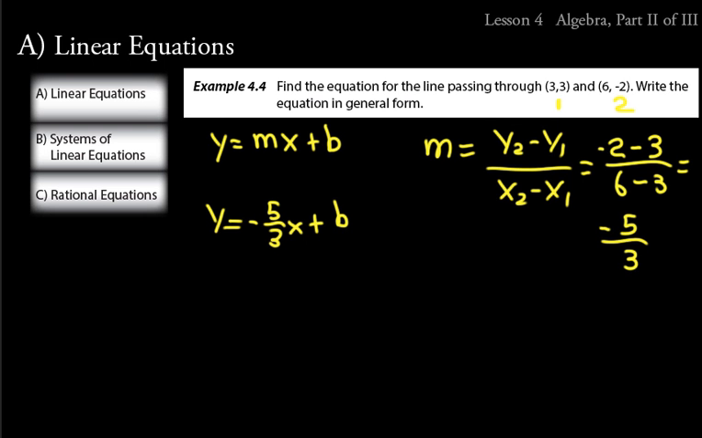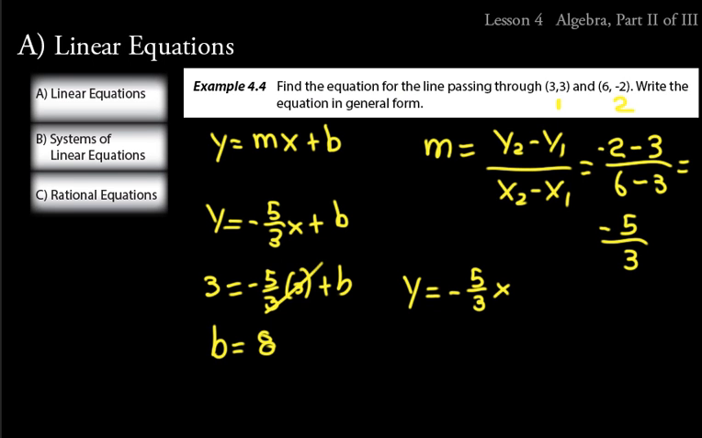I have 2 points I can choose from here to solve for b. It doesn't matter which one. Either one's going to give me the same y-intercept because it's the same line that I'm working with. So I'm going to use 3 comma 3 because then there's no way I can mess up and put it in the wrong spot, because x and y are the same value. So I'll say 3 is equal to minus 5/3 times 3 plus b. Those 3s will cancel there. I have 3 equals minus 5 plus b. Add a 5 to both sides. b is 8. So now I have y is equal to minus 5/3 x plus 8.